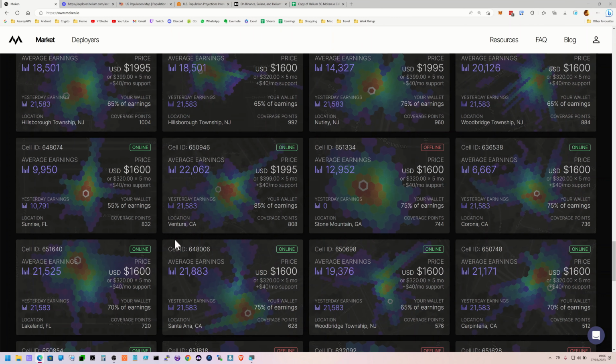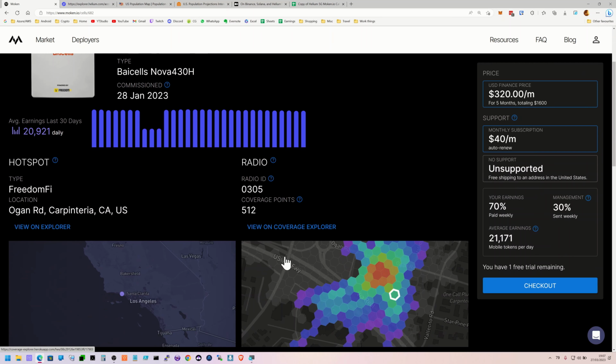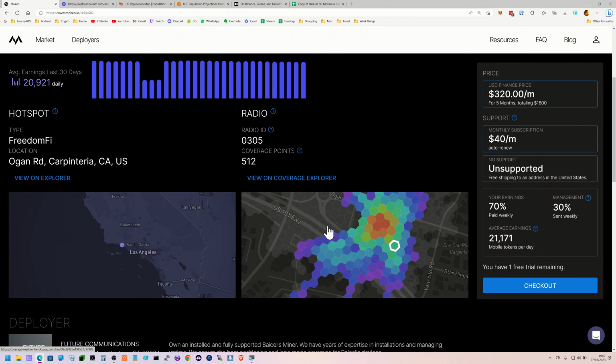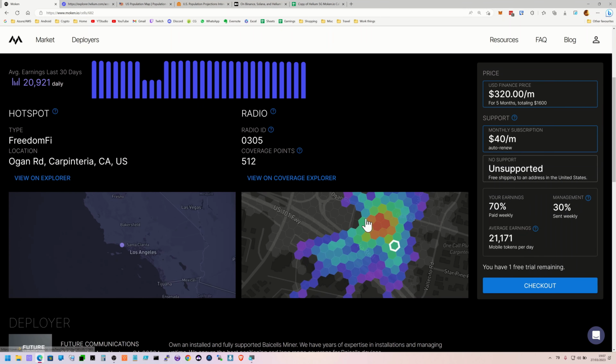So let's just select a random miner and just have a look at what it looks like. So let's go for this one here. And we can see here all the details of this miner and its coverage here on the Coverage Explorer map. So this is really what you want to have a look at when you come to choose your radio, because this is going to determine exactly how many mobile tokens your miner is going to make.